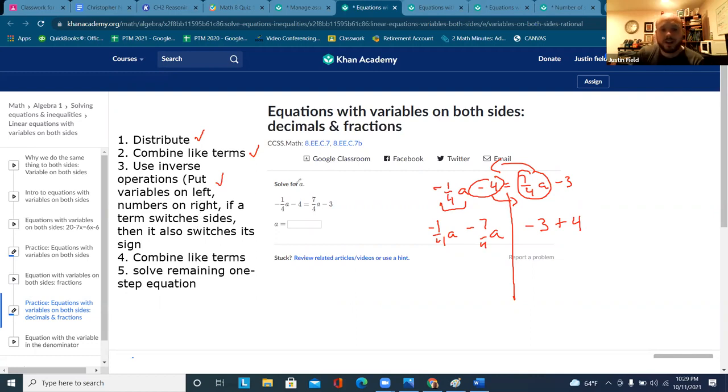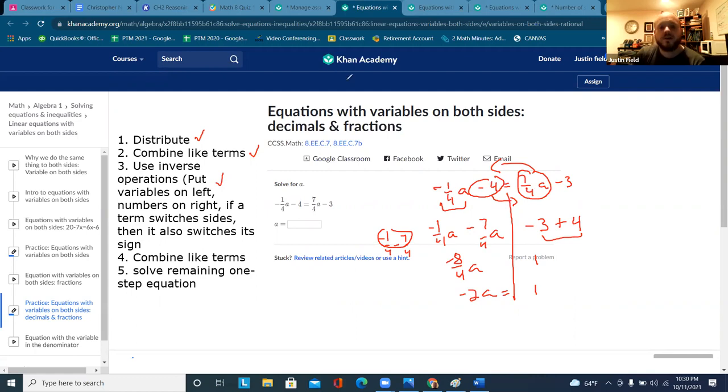Now I'm going to combine my like terms. Negative 1/4 minus 7/4. Just do the numerators here. Negative 1 minus 7 is negative 8. And negative 8 over 4 is negative 2. And negative 3 plus 4 is 1. I'm just going to bring that down, and we end up with the equation negative 2a equals 1.